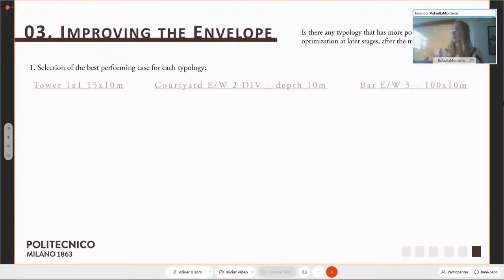So we select the best performing case from the champions to be evaluated here. And we have a tower with 1 tower on the plot, 15 by 10 meters, the courtyard with 2 divisions and a depth of 10 meters, and the case of 3 bars oriented east-west, 100 by 10 meters.